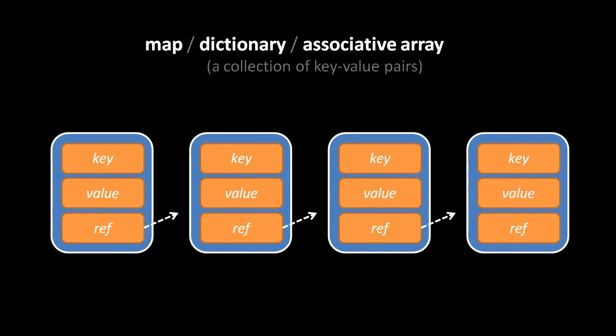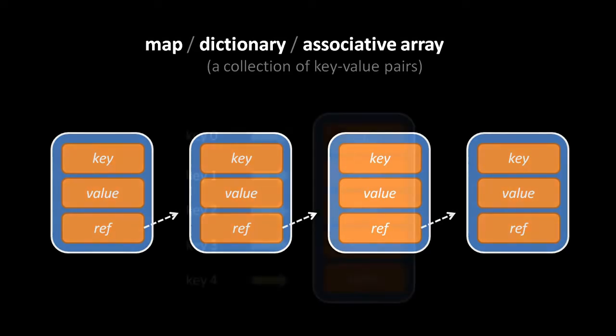Like, say, if we want to insert a key-value pair, well, first we have to actually look through the whole list to see if there's a node already with that key, because keys are supposed to be unique, so we can't just add a new key-value pair without checking first.